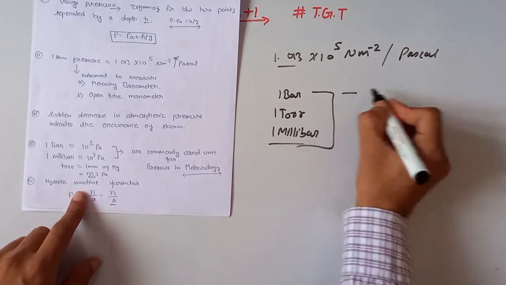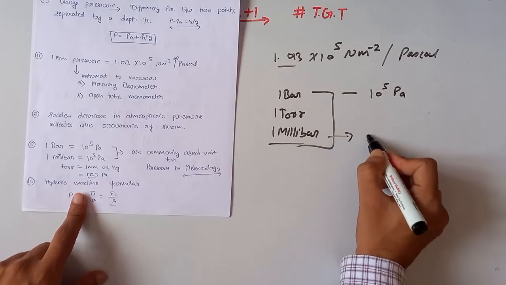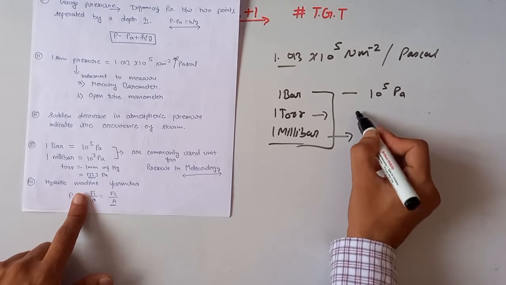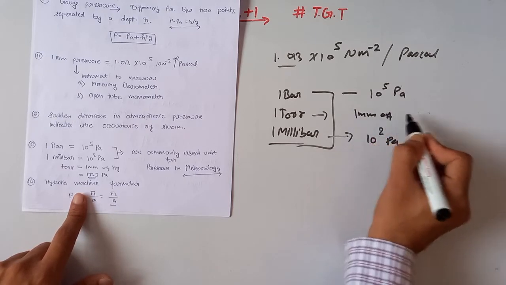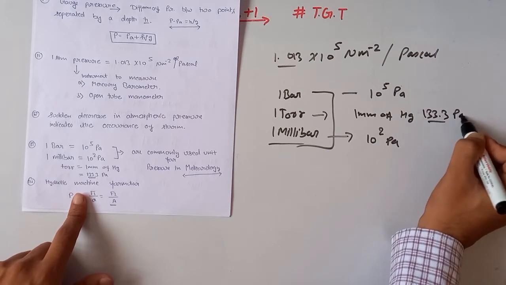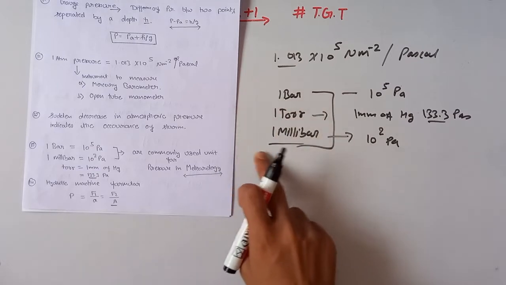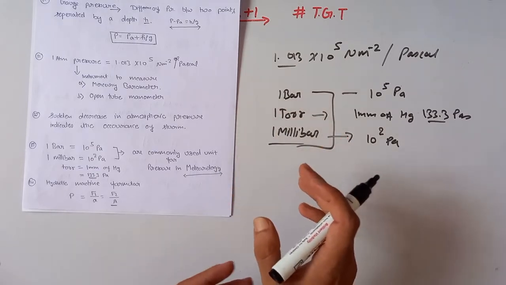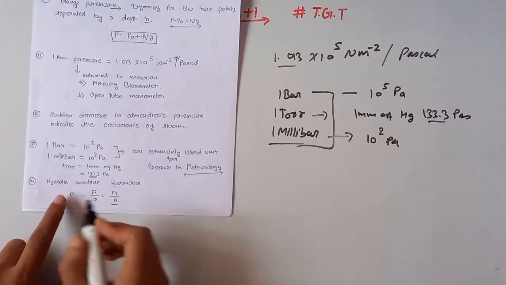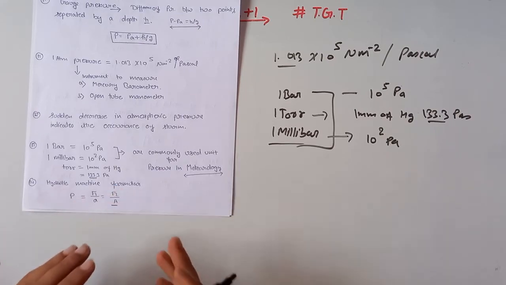And what is 1 bar? 1 bar is 10 raised to power 5 Pascal and 1 millibar is 10 raised to power 2 Pascal. And what is 1 torr? 1 torr is 1 mm of Hg, that is 133.3 Pascal. These are the three important units commonly used for measurement of pressure in meteorology. Our next important formula is the hydraulic machine formula, that is P is equal to F1 by A1 and F2 by A2.